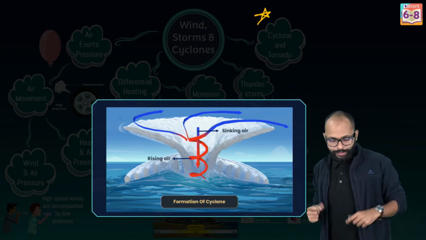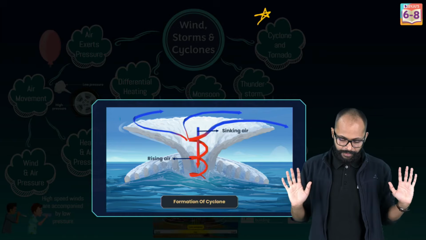So, ठीक है. Cyclone कैसे बनता है? Cyclone same वही फंडा है. ठीक है.